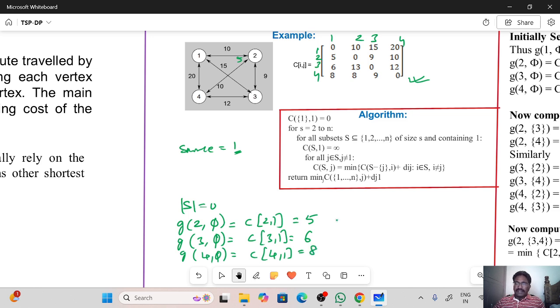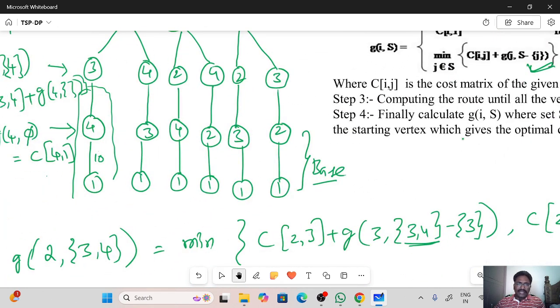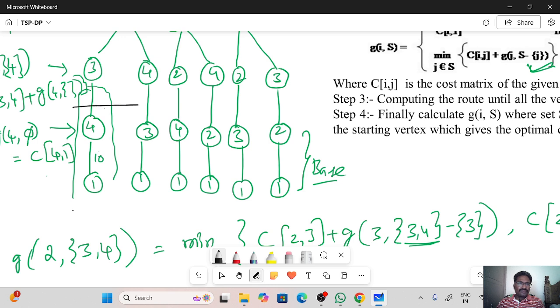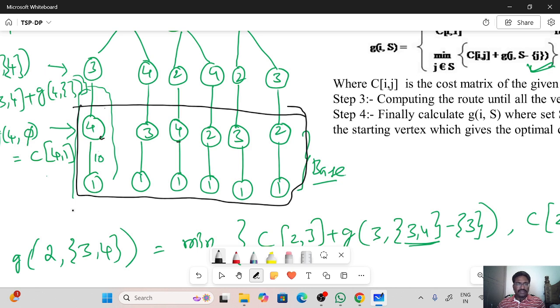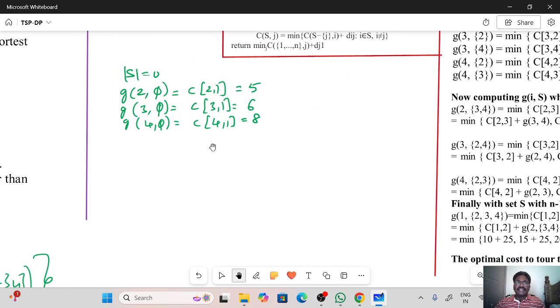So, that means from the traveling salesperson problem, as of now we have evaluated the values of 4 to 1, 3 to 1, and 2 to 1. So, we found those values, that is nothing but with set length 0.